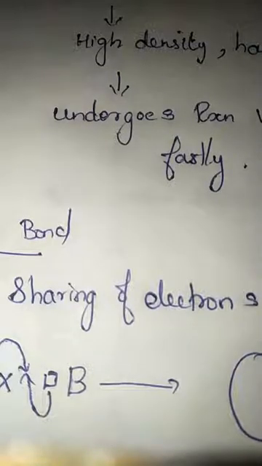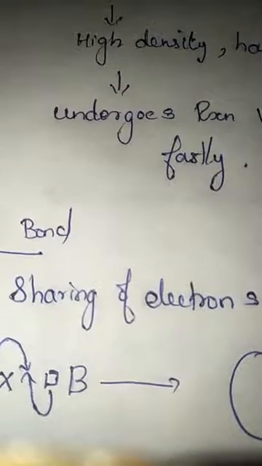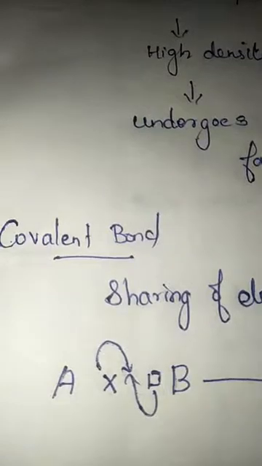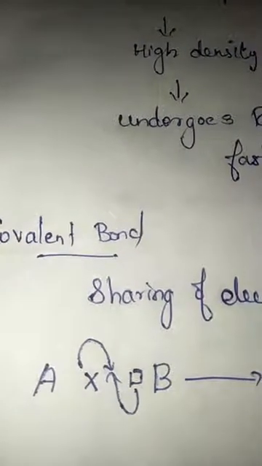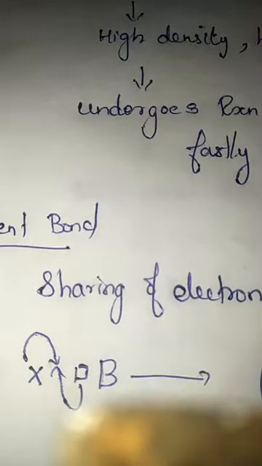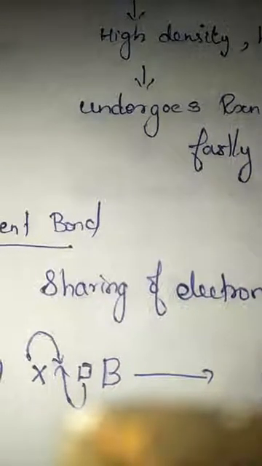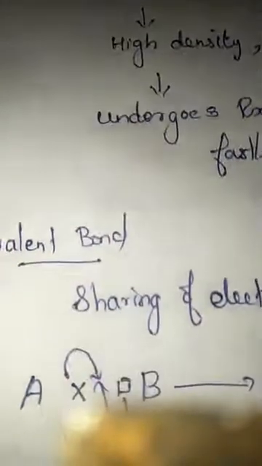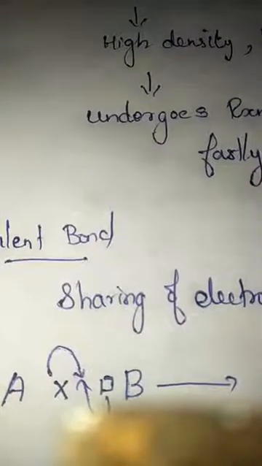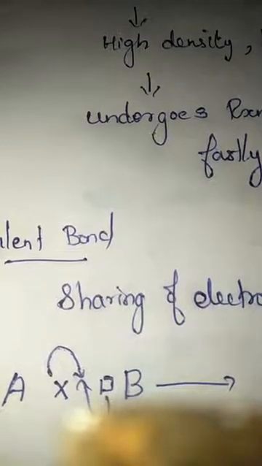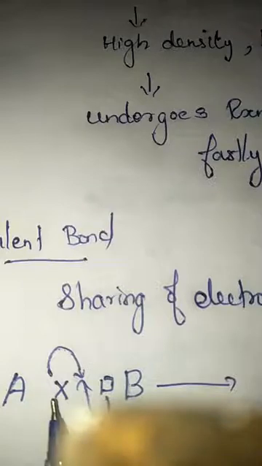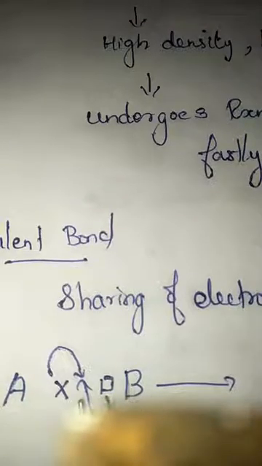The next one we are going to learn is the covalent bond. Of the three types, the second type is the covalent bond, and it is formed by what? Sharing of electrons. See here, two elements are there, for example A and B. This is the outer shell electrons of A, and this is the outer shell electron of B.